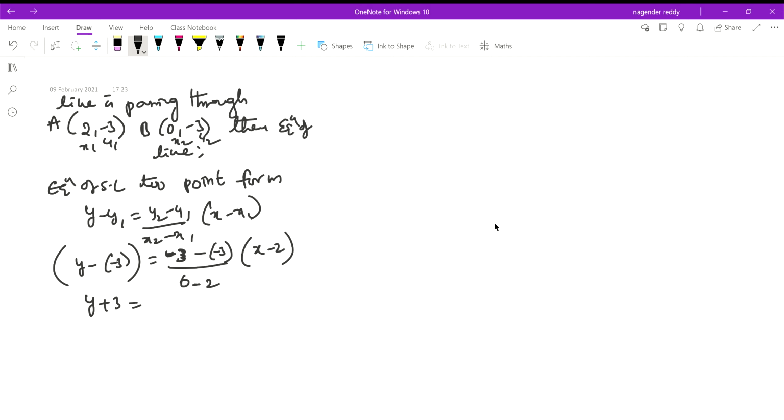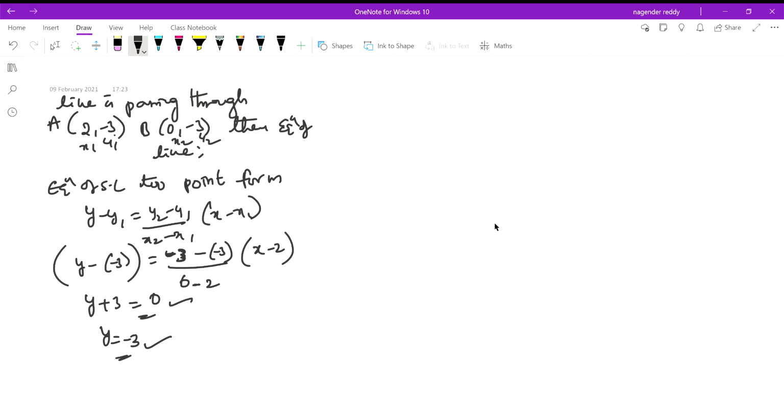Minus 3 plus 3, how much? 0. 0 by anything is 0, so I'll write 0. y plus 3 is equal to 0, that is y equals minus 3. You can observe that the y-coordinates, minus 3 and minus 3, are the same, so the line is parallel to the x-axis.